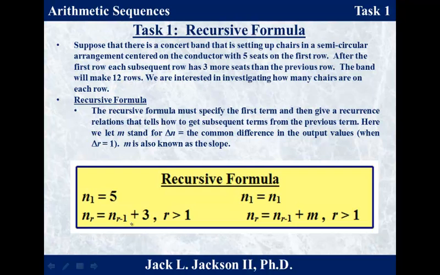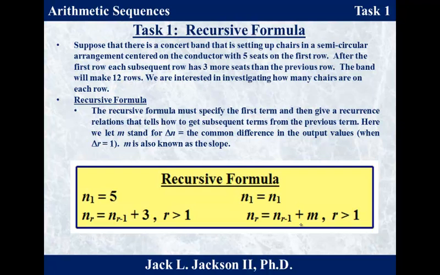In general, an arithmetic sequence is going to have a recursive formula of the form n1 equals some number, or perhaps n sub 0 equals some number if that's allowed, and then n sub r equals n sub r minus 1 plus some number m. So the m on the right and this n1 are constants, like the 3 and the 5. And that m is sometimes called the slope. It is the common difference.